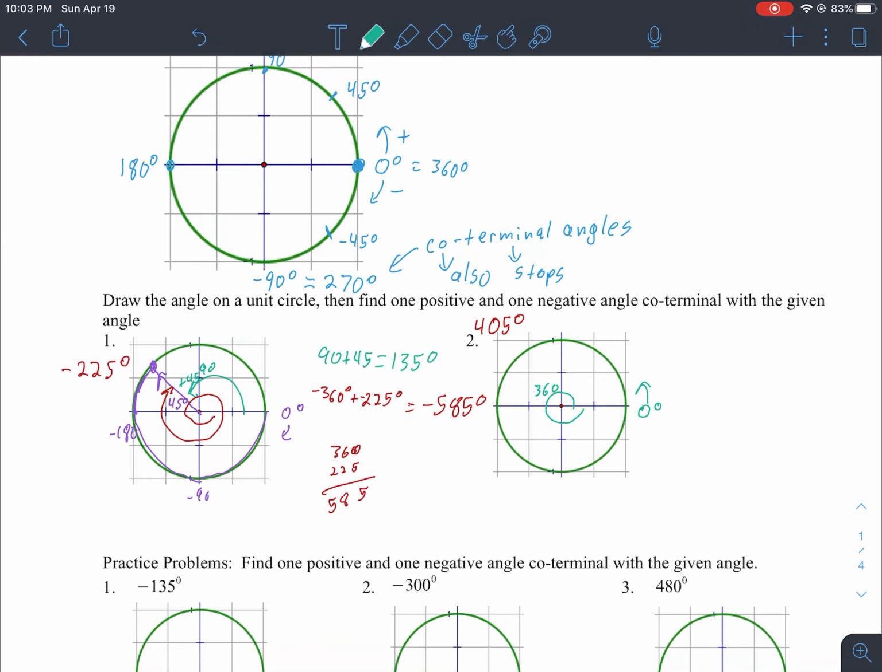And let's see, how much further do we have to go? So 405 minus 360 is 5, 10, 45 more. So 45 more would be right there. So that spot is 405. So we went 360 and 45 more. Now we've got to figure out what else stops there other than 405. Well, if we start at 0 and go up 45, that would work.